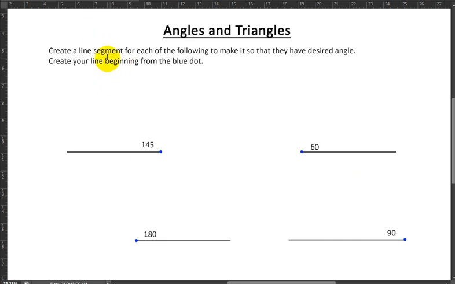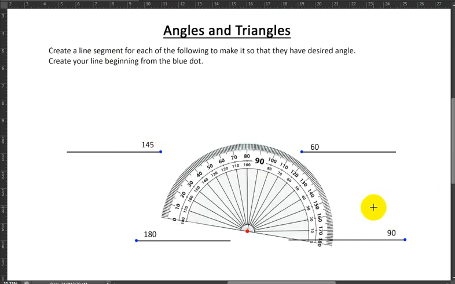Exercise 2 says, create a line segment for each of the following to make it so that they have the desired angle. Create your line beginning from the blue dot. So for example, here, I have to make a line that starts from the blue dot, and I have to make it at the correct angle so that it makes 145 degrees. So I'm going to need my protractor for this.